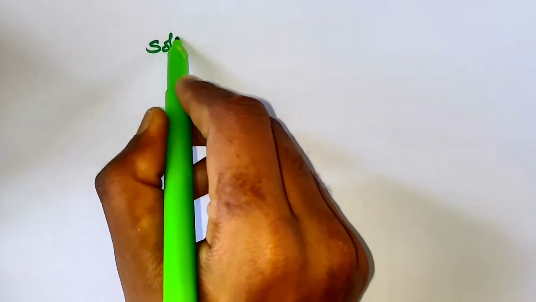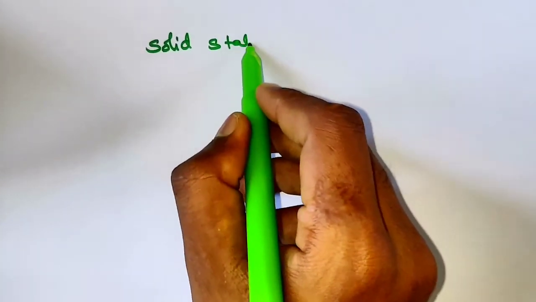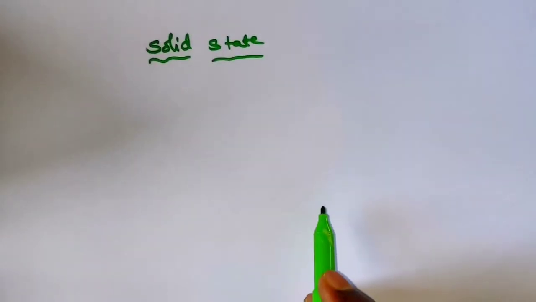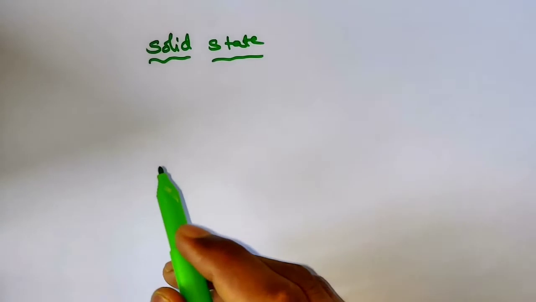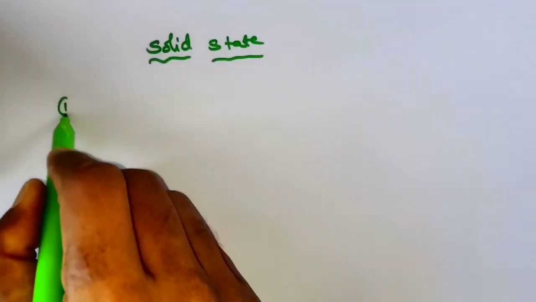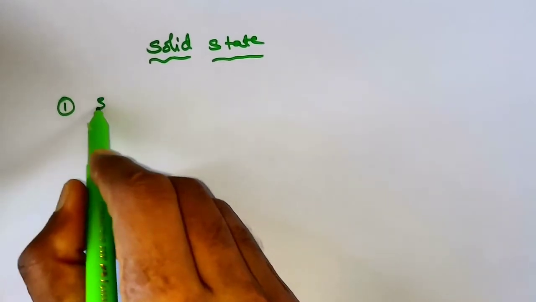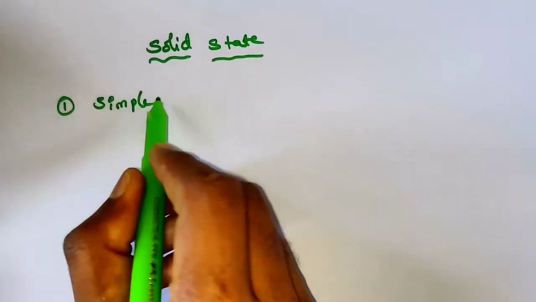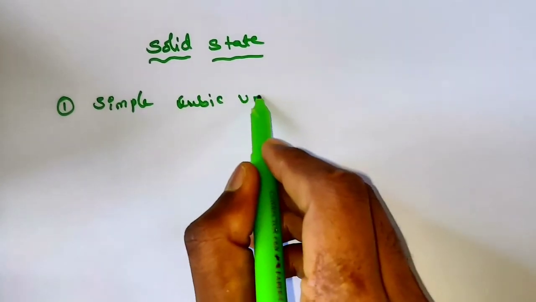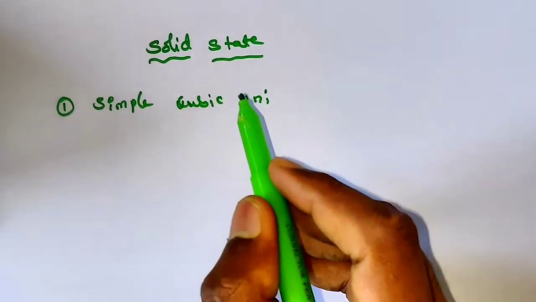In this session, we are going to discuss some important topics of solid state and some numericals of this lesson. Very firstly, we should know how to find the number of atoms per unit cell. So first unit cell, that is simple cubic unit cell. It is also called a primitive cell.